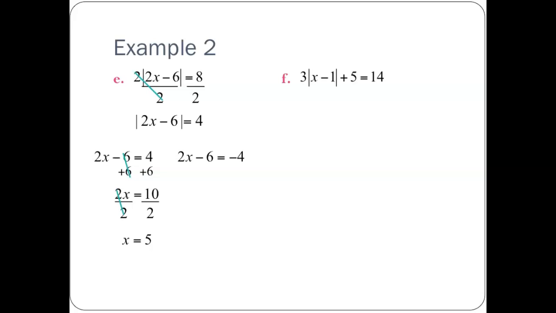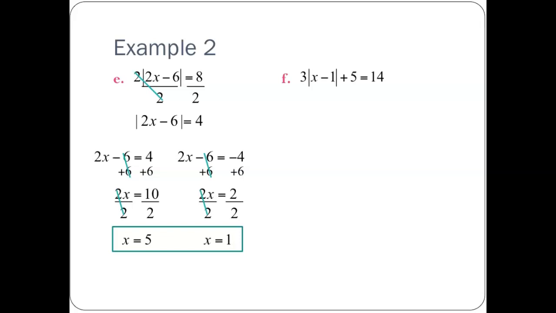In the next one, we have 2x minus 6 equals negative 4. We're going to add 6 to both sides. That leaves us with 2x equals 2. And divide both sides by 2, which leaves us with x equals 1. So x equals 5 and x equals 1 are our answers to this problem.